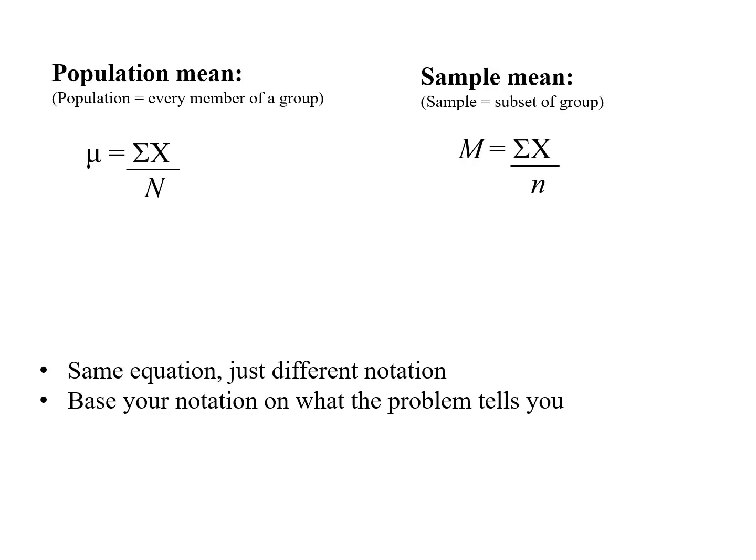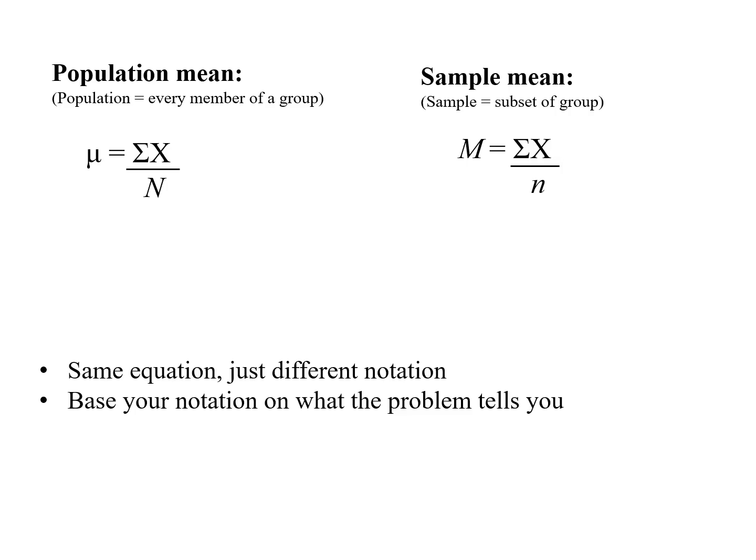In statistics, we calculate means for different groups of people. And if you remember from chapter 1, we have populations, which refer to all people in a group, and samples, which refer to a subset of that group. We calculate means of populations and samples the same way, but we do use different notations.